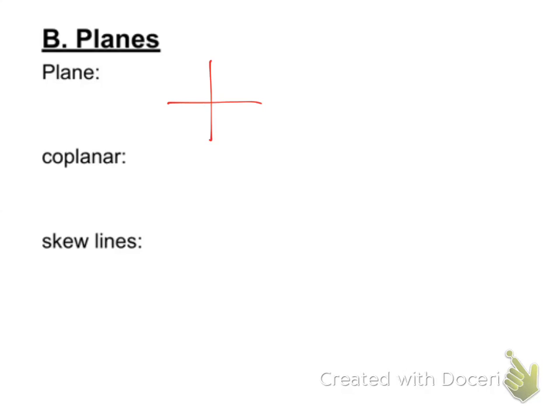Okay, to be coplanar means you're on the same plane. The words on the board are coplanar because they are all on the board. They're all on that piece, right?